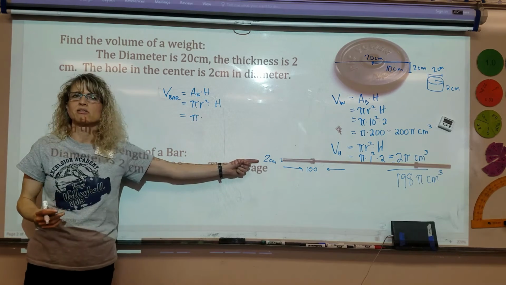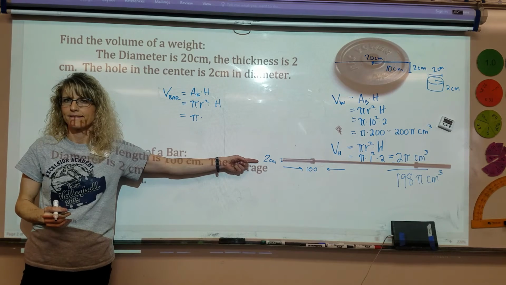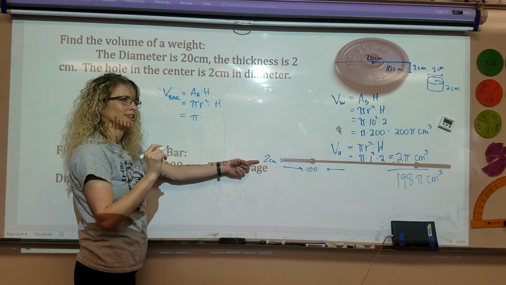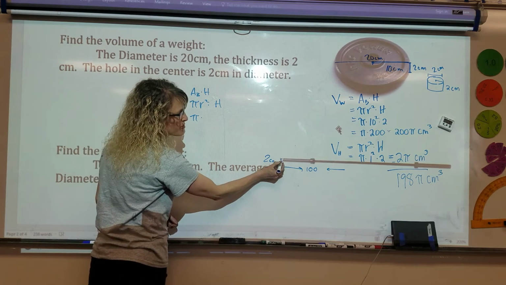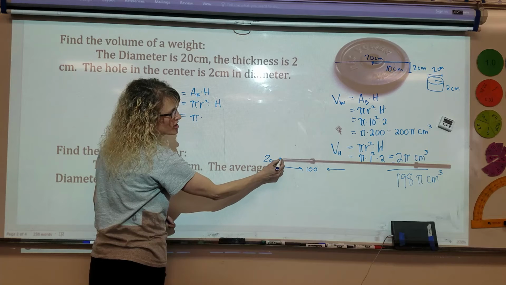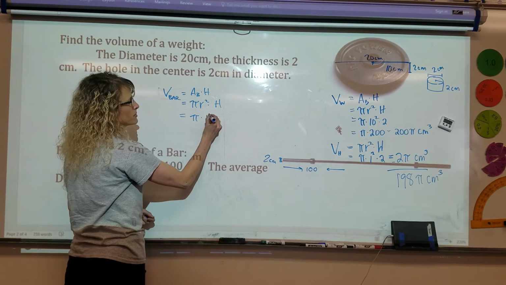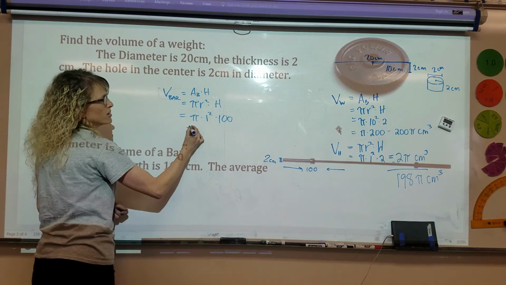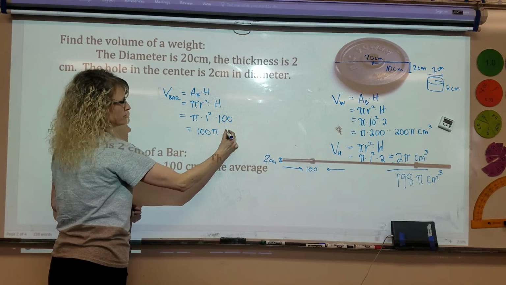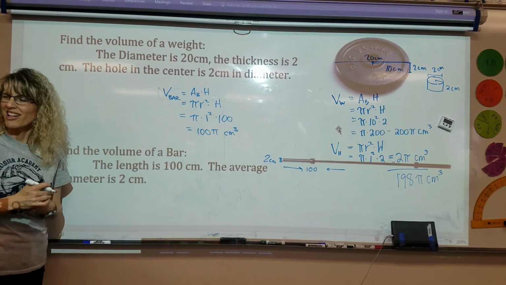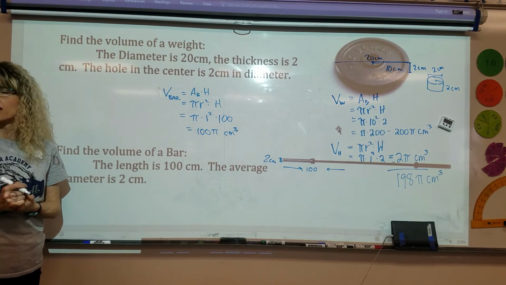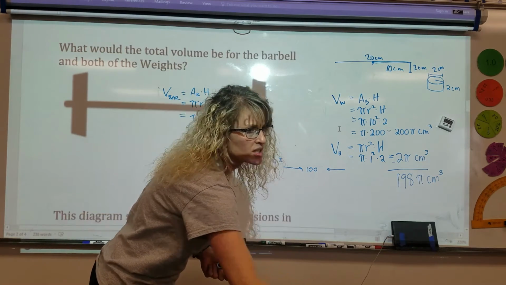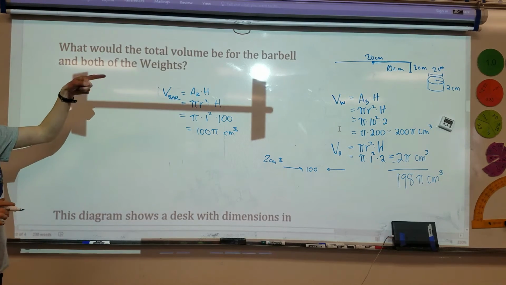What's my radius? Okay, Holden? Connor? 1. 1, very good. Because if my diameter is 2 from here to here, then my radius is going to be half that. My height is really the length, that whole thing. So I go 100 pi. Done. So much nicer without calculating pi, right? It's a lot easier.